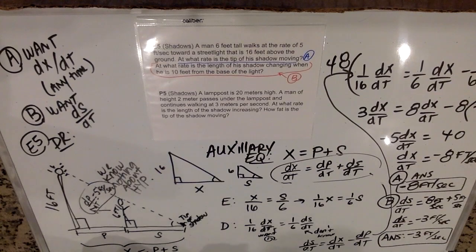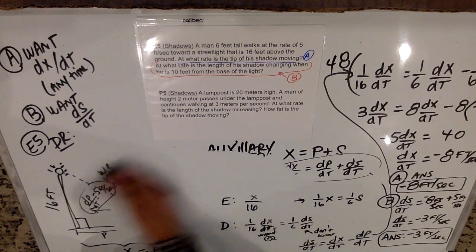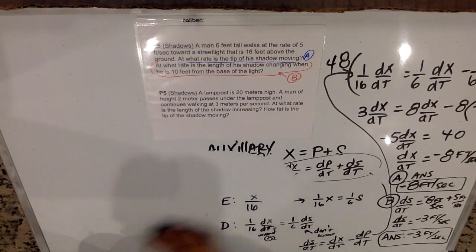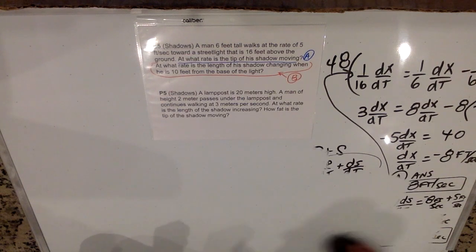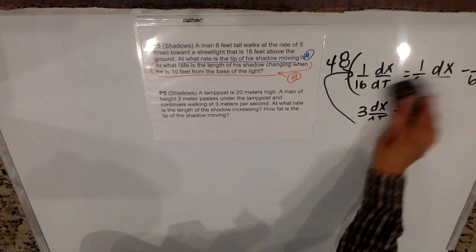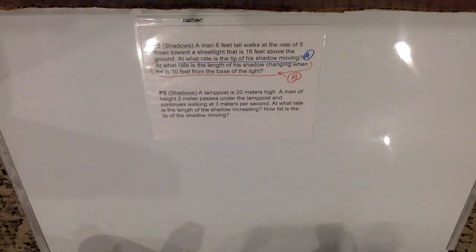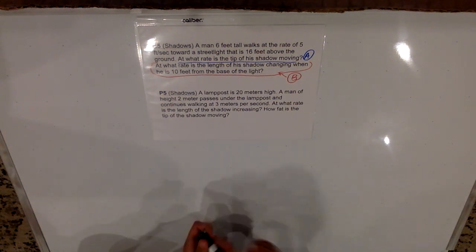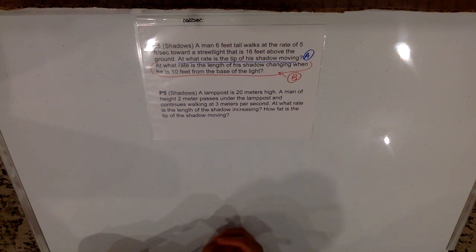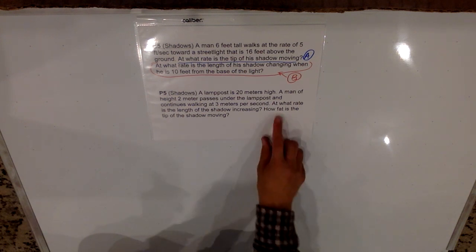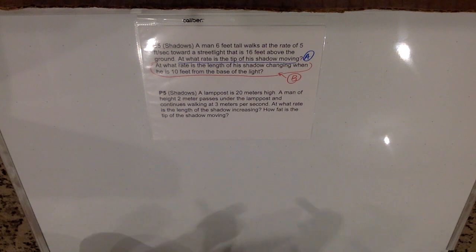Let's do P5. So I'm going to erase this. Now, P5 is the same situation. You're going to be asked 2 questions. You may find that it's easier to do part of the second question first, or you might find that you inadvertently answer both of them with the same work. So let's read P5. A lamppost is 20 meters high. A man of height 2 meters passes under the lamppost and continues walking at 3 meters per second. At what rate is the length of his shadow increasing? How fast is the tip of the shadow moving?